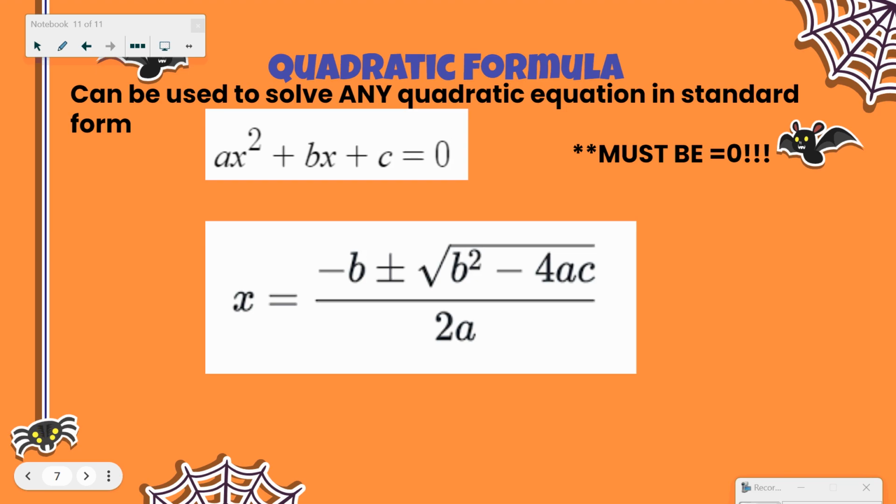What's one thing you notice, Akash? It's equal to 0. Amazing. Equal to 0. So when you were doing things in the graphing world, you might have had it equal to y. Now we're in the solving world, which means we want it equal to 0. So using our quadratic formula, we'll have negative b plus or minus the square root of b squared minus 4ac, all divided by 2a.